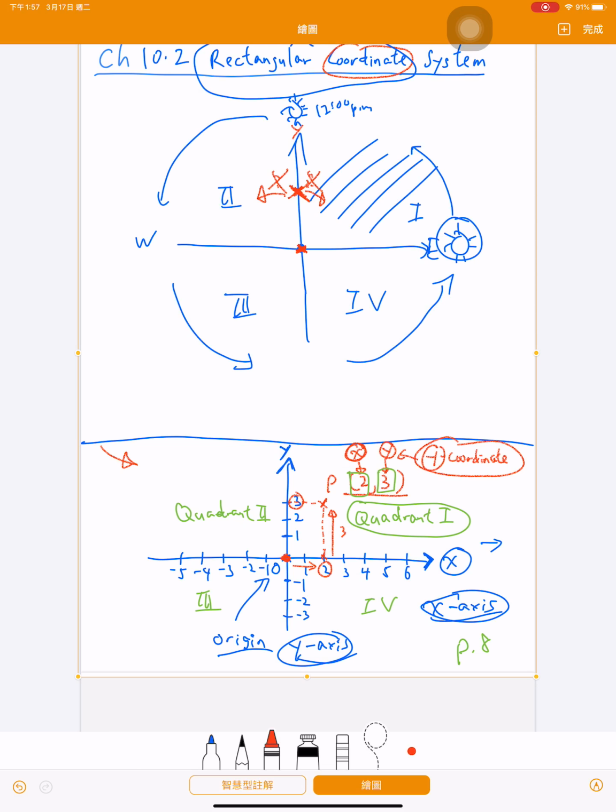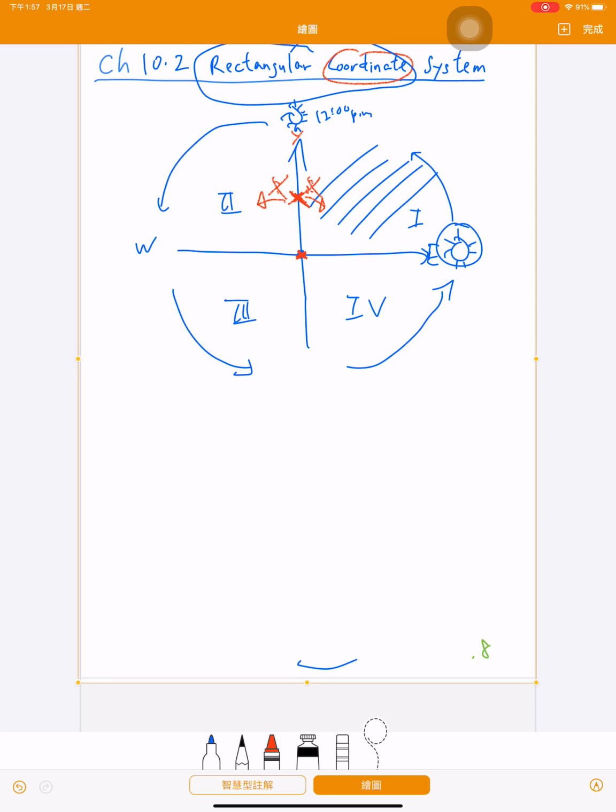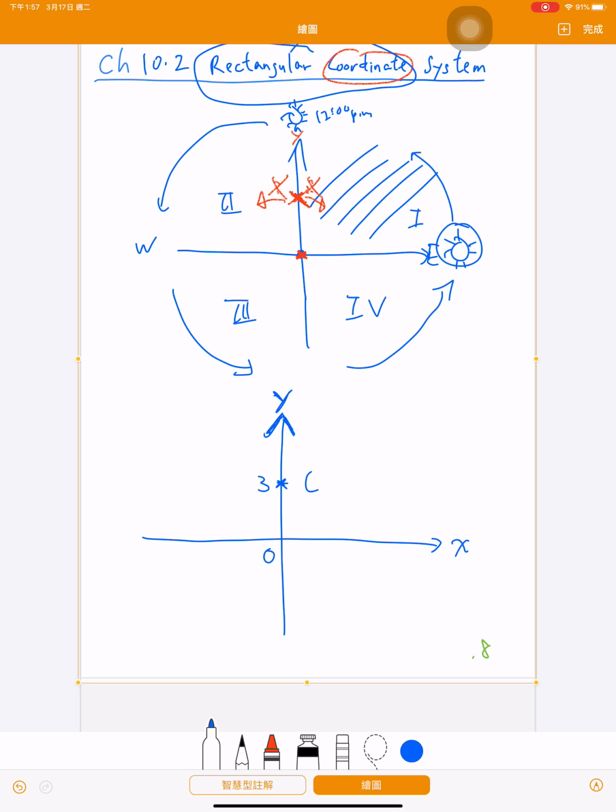So we're now going to investigate some special points on this rectangular system. That is on the axis, of course. For example, draw again 2 arrows. Remember, the arrows are important. This one y-axis, this one x-axis. This one is the origin. So for example, for a point here, if I write down the number here, this one is 3. Then we know that the x coordinate will be 0. The y coordinate will be 3, right?